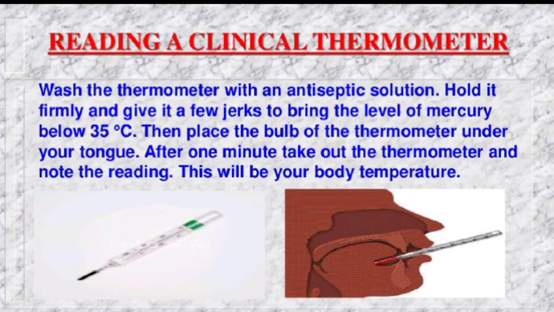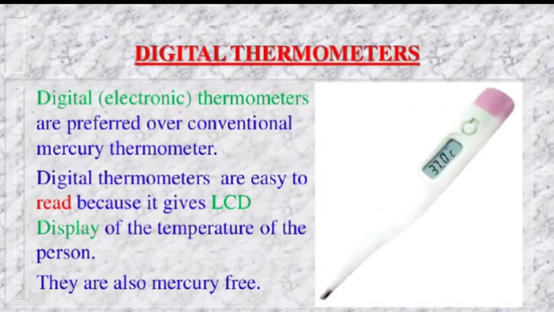Now, the mercury is actually toxic in nature. So, what if a thermometer breaks? If a thermometer breaks, it is quite difficult to dispose of the mercury. So, nowadays, the mercury thermometers are being replaced by the digital thermometers, which are preferred over the conventional mercury thermometers. These are very easy to use and very easy to read as it gives the LCD display of the temperature of the person. And also it is mercury free, so no harm of the toxic material.